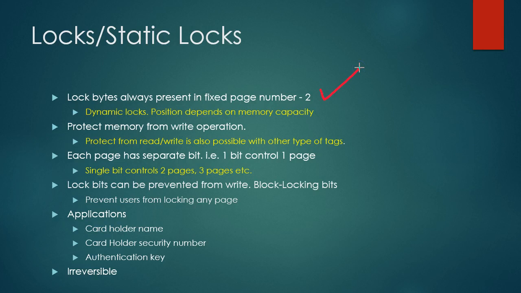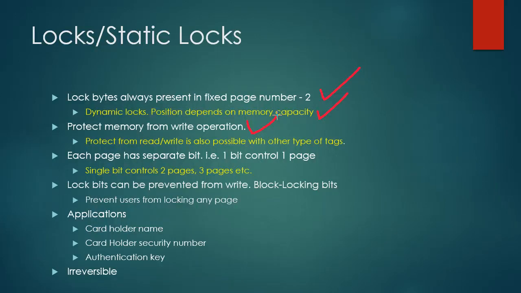There are also locks that are called dynamic locks. You find these dynamic locks in memories with higher capacity. It's called dynamic because the position of the lock bytes depends on the memory capacity. The main purpose of these lock bytes is to protect the write operation. In other words, if a page is locked, no further write operation is possible.